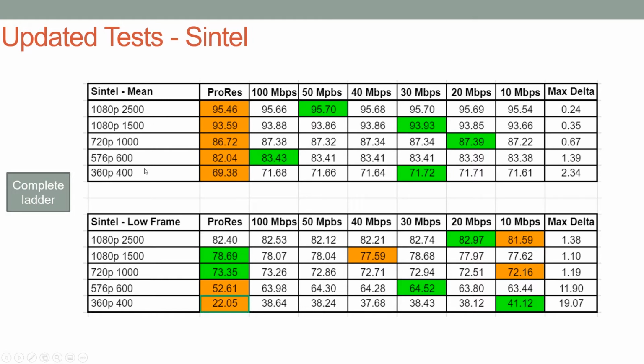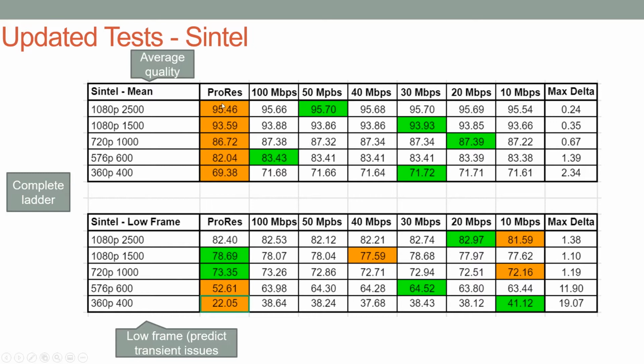It's a little bit different for the next clip that we used. And complete encoding ladder, this is average VMAF quality, and this is low frame quality. And these are the rungs in the encoding ladder here. And these are the VMAF scores with ProRes input, 100 megabits per second, 50, 40, all the way down to 10. And here's the maximum delta. So the biggest difference in absolute VMAF points between the lowest quality, which is always in orange, and the highest quality, which is in green.